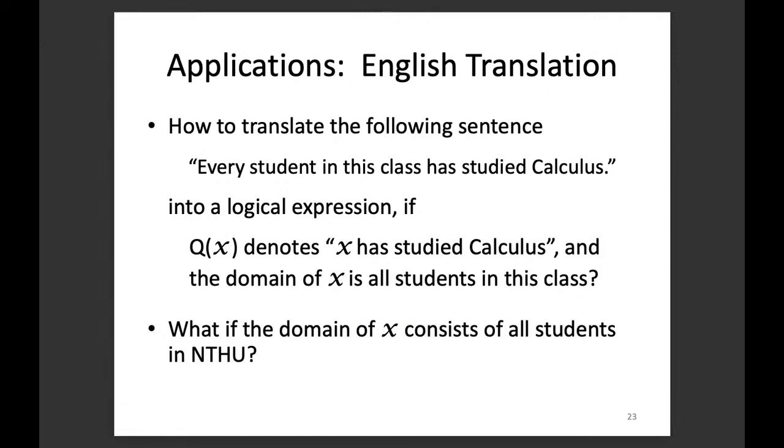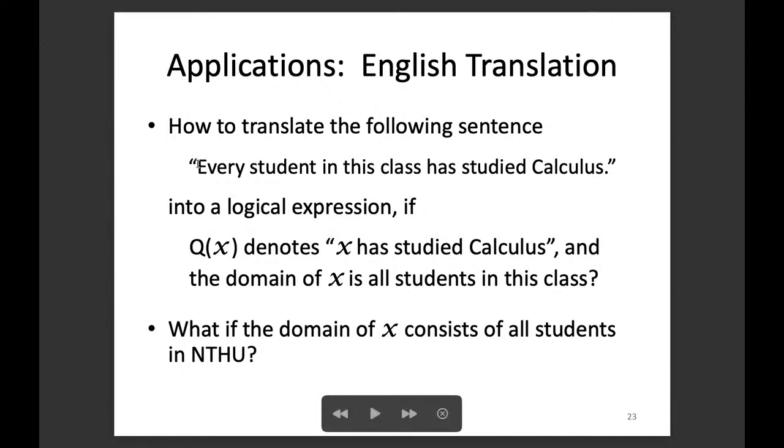Okay, and then in the class, we have gone through a couple of exercises about English translation. So it will be very useful for you to try it out yourself and check the class recording for the details. So let's look at a certain example that we have discussed.